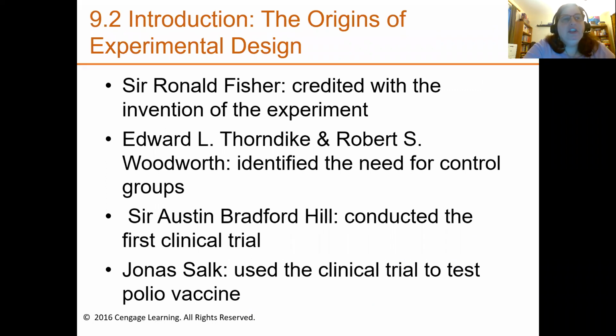So who came up with these origins, with this notion of experimental design? I'm not a big history buff, but a few of these are interesting. Sir Ronald Fisher, who you know from the t-test and the f-test, is credited with the invention of the experiment. Thorndike and Woodworth identified the need for control groups. Sir Austin Bradford Hill conducted the first clinical trial, and Jonas Salk used the clinical trial to test a polio vaccine.